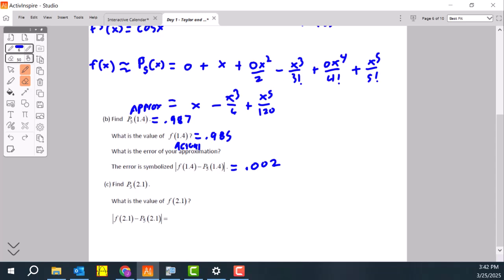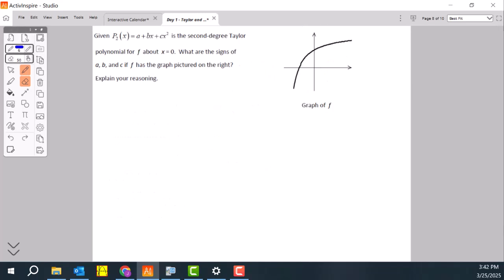Now, on your own time, you can check these two, and you should be able to come to a conclusion about what should happen before you even plug it all in. We see that 2.1 is further away from the center than 1.4 was, so you're probably going to end up with a bigger error. So I'll let you check that out and see. So let's move on to the day 2 material. Day 2 is just looking at some things we can gain from these polynomials, from understanding these polynomials.